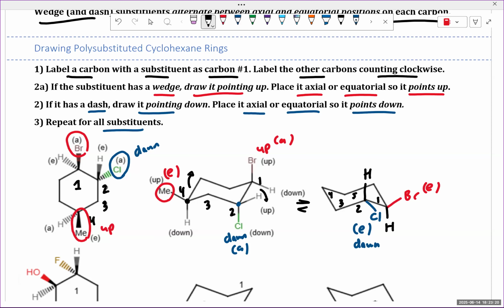Carbon 4, the methyl group, has a wedge, so it's pointing up. So the position pointing up at carbon 4 is the axial position. So we draw our methyl group. Again, you check your substituents. You check whether they're dash or wedge. Wedge substituents get drawn pointing up. Dash substituents get drawn pointing down.